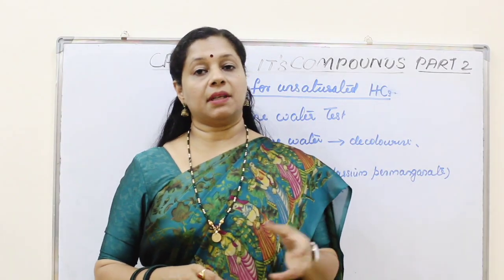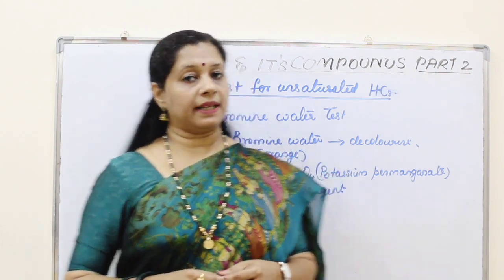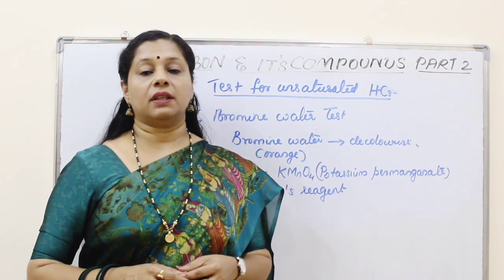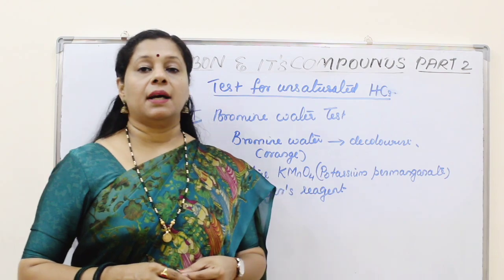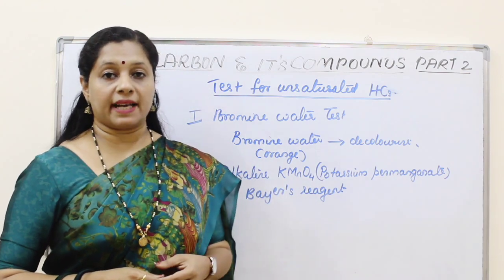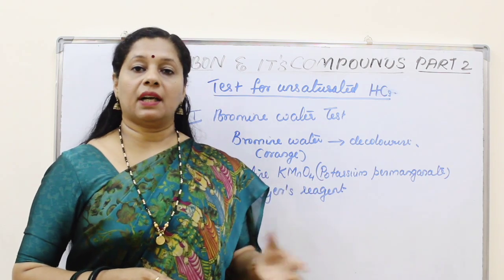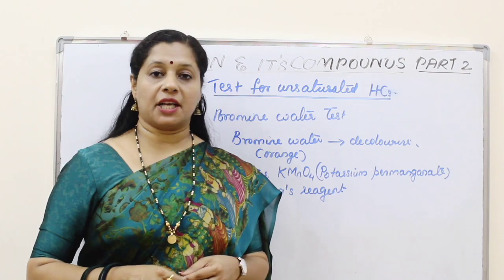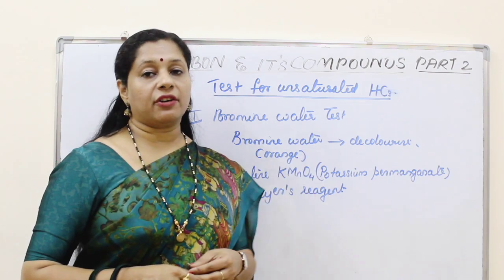Can we test whether some compound is saturated or unsaturated? Yes, we have 2 tests. One is called the bromine water test. So bromine water is actually orange in color due to the bromine present in it. But when an unsaturated compound reacts with it, it will decolorize that orange water. So if the color is lost, then it is unsaturated. Otherwise it is saturated, because saturated hydrocarbons do not change the color of bromine water.